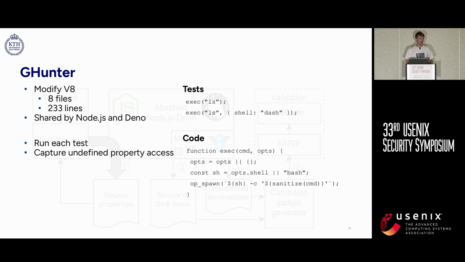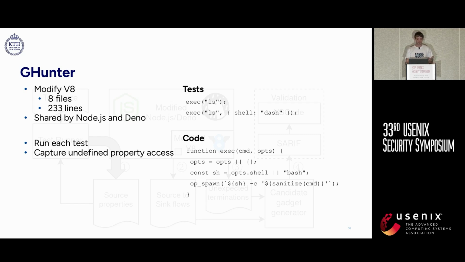Note that V8 is shared by both Node.js and Deno, so this was one operation that was useful for both runtimes. And essentially what we do is we just run each test and capture all the undefined property accesses. So on the slide, we have the exec function from before, a hypothetical implementation, and we have some hypothetical test suite with 2 tests that run the exec function.